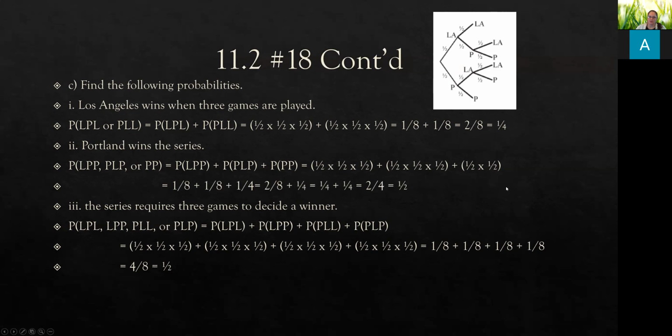You also could have done this one using the complement. You could have said, well, if we're trying to find the probability that it requires 3 games, the complement of that would be it only requires 2 games. So we could have done 1 minus the probability that it only requires 2 games. Any questions so far?